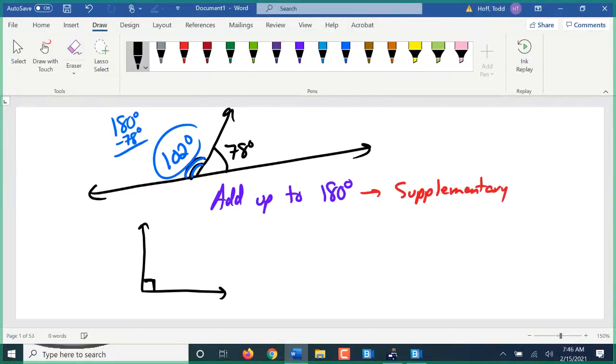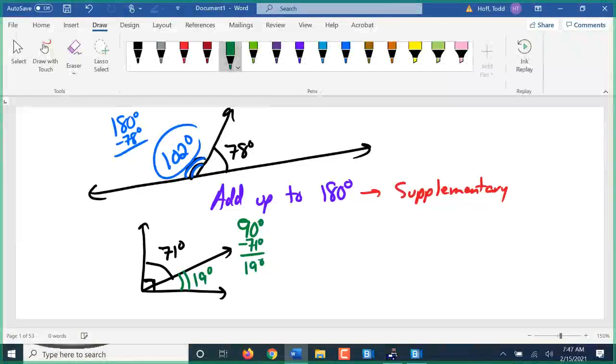If I have a square corner or a right angle, I have another ray coming off of that square corner. If I know that this is 71 degrees, what does this angle down here have to be? If I know the right angle is 90 degrees, I subtract 71, I'm left with 19. Those angles add up to 90 degrees, called complementary.